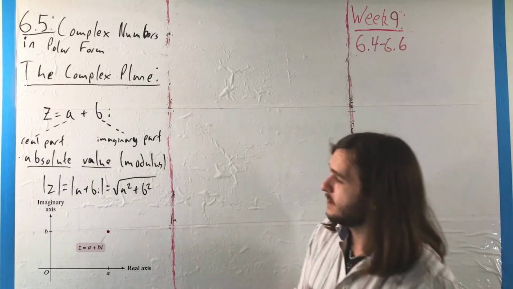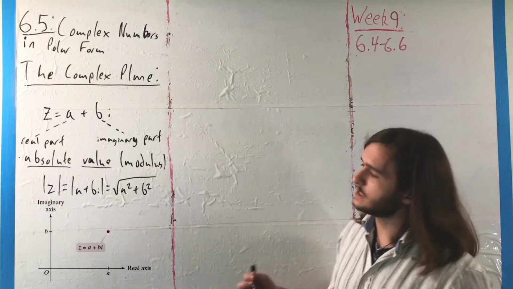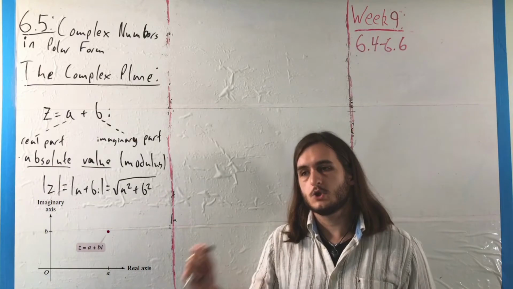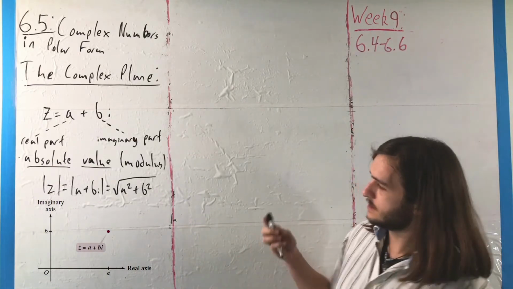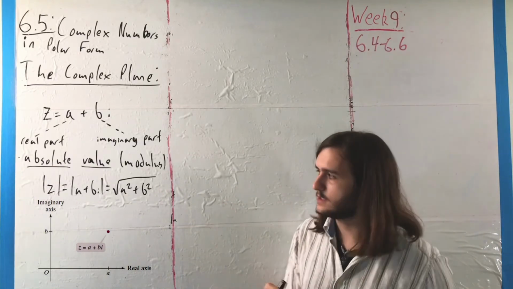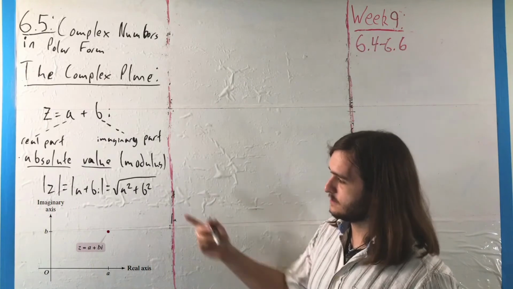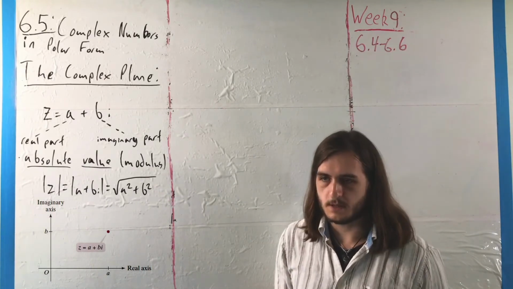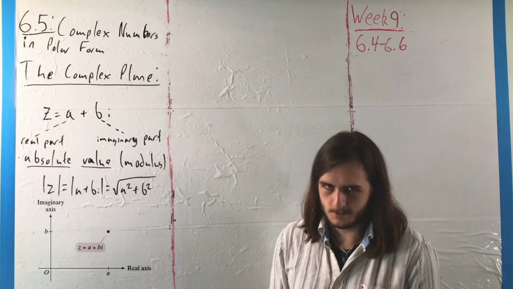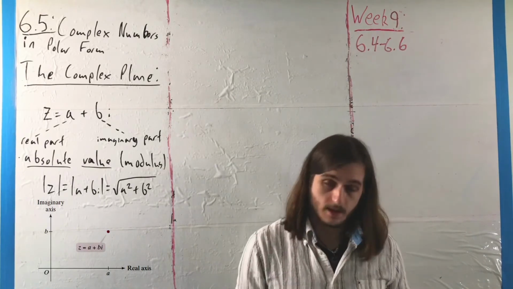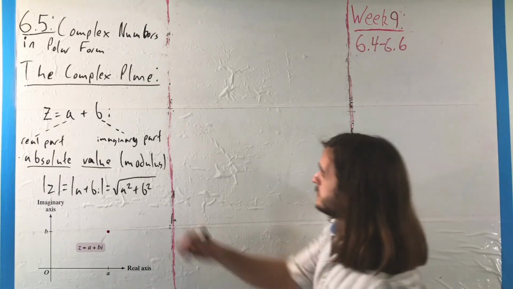But here, that can be thought of as the distance from our point to the origin. That is, the absolute value, or modulus, of z is just the square root of a squared plus b squared. It's the radial distance from the center. So to understand that, we're going to take a look at a couple of quick examples here.